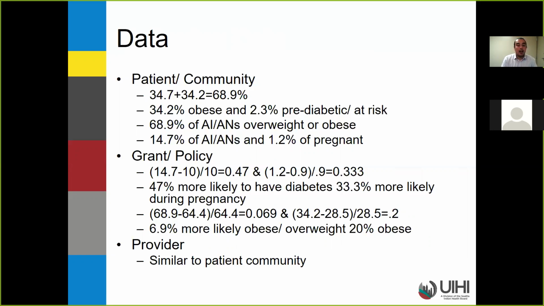Additionally, we can say that 14.7% of AIANs had diabetes, with 1.2% of those surveyed only having diabetes while they were pregnant. Now, one thing to take into consideration when viewing this is the fact that it is 1.2% of the total surveyed population and not of just women or pregnant women.